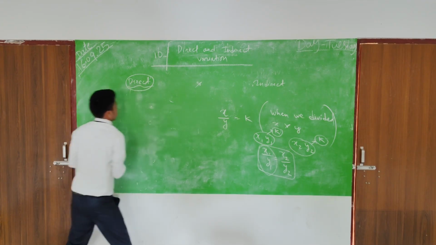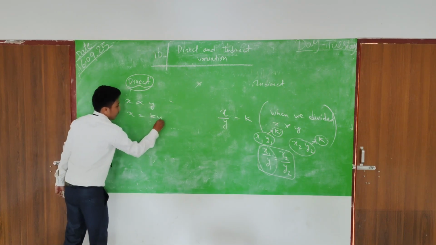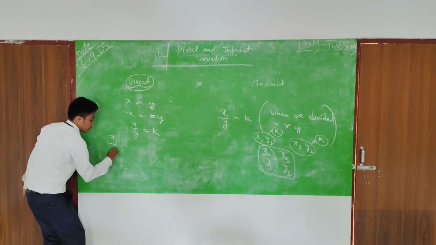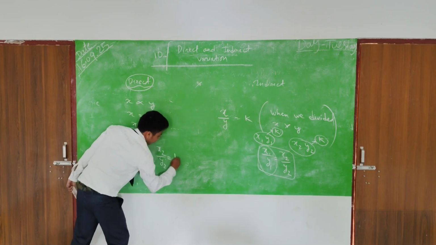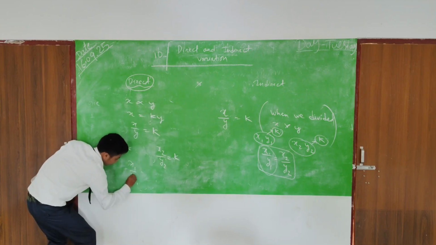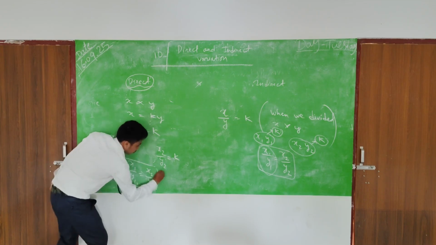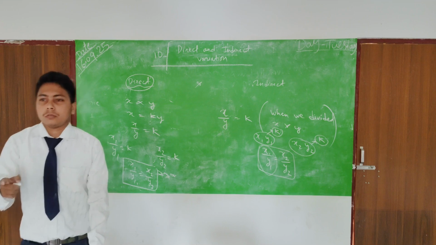Very quickly. For direct relation, x directly proportional to y, x equals k times y, y will come down, x by y equals k. In one system, if x and y are divided, we get k. When x2 and y2 are divided, we get k. Both are k, that means x1 by y1 equals x2 by y2. This is the thing that you have to remember in direct variation. We have already done this in the previous class. Yes or no? Yes, sir.